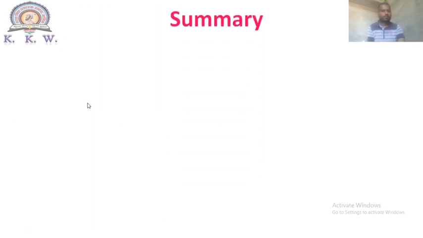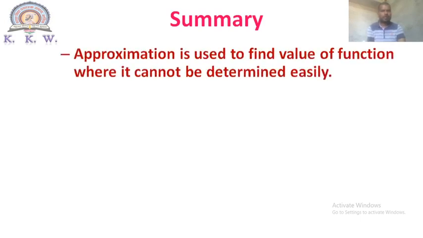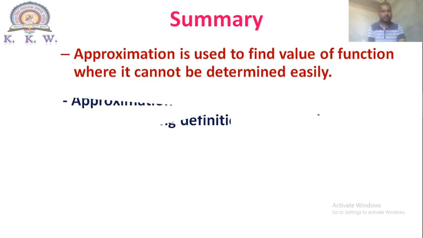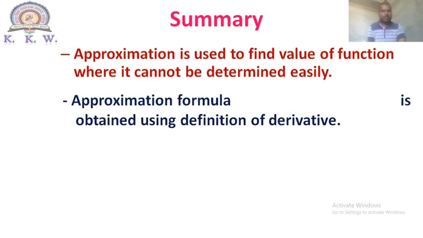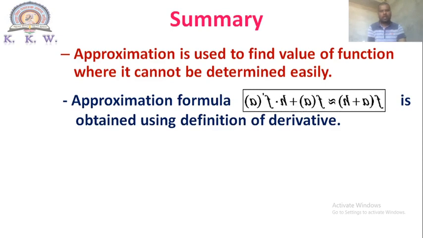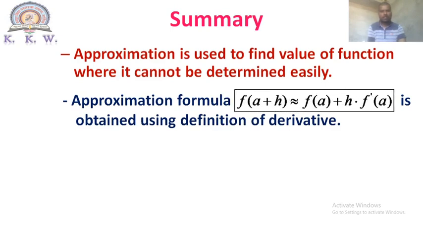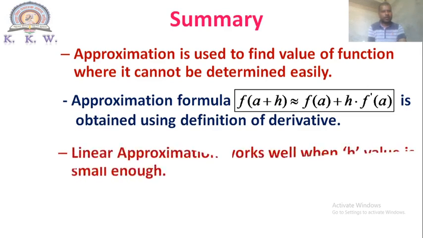Next, we'll see the summary of this chapter. Approximation is used to find value of function where it cannot be determined easily. Secondly, approximation formula f of a plus h approximately equal to f of a plus h into f dash of a is obtained using definition of derivative. Linear approximation works well when h value is small.